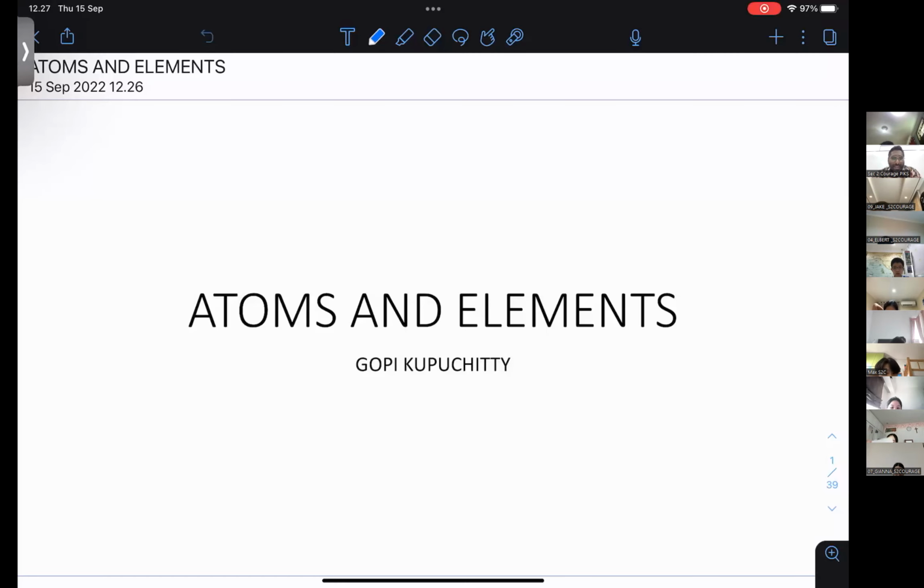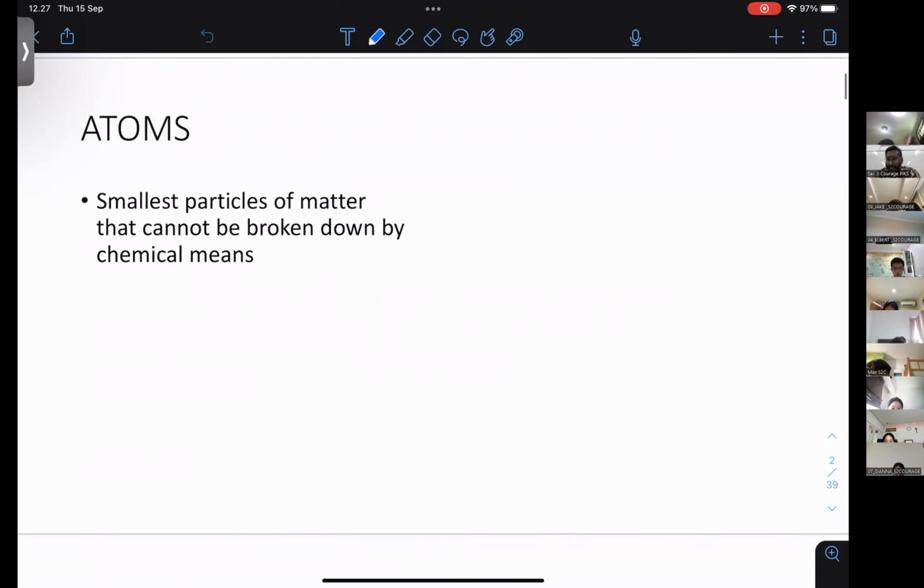So we are going to look into atoms and elements. If you look at atoms, what are atoms? Atoms are the smallest particles of matter that cannot be broken down by chemical means. Last time, when we learned about solid, liquid, and gas, we always looked at the particles. But if you break these particles down and make them smaller, to the extent of the smallest, that is going to be atoms.